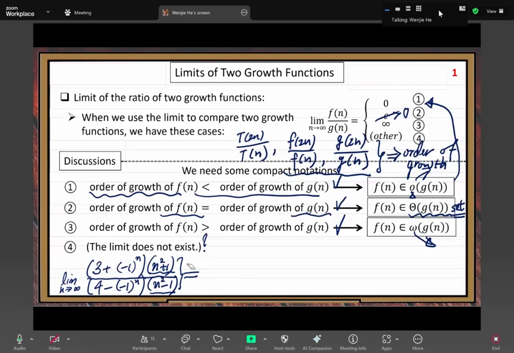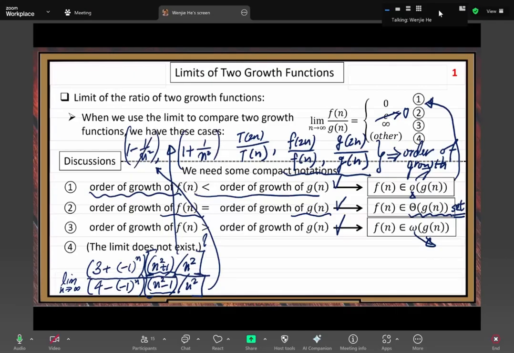In order to see they are pretty much the same, people usually divide by n squared, both numerator and denominator. For these two brackets, let me simplify: the first one becomes 1 plus 1 over n squared, the second becomes 1 minus 1 over n squared. When n goes to infinity, 1 over n squared has limit 0, so it's gone.